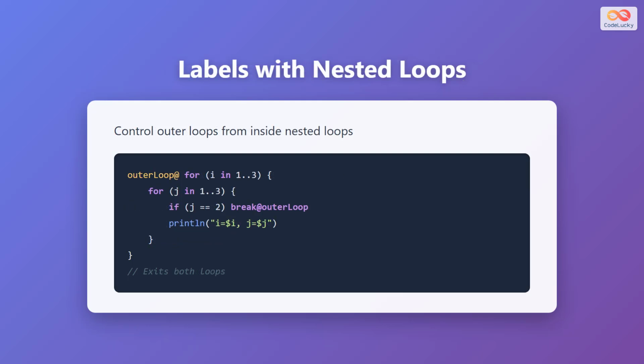When working with nested loops, you might want to break out of an outer loop from inside an inner loop. This is where labels come in handy. You can label a loop using the @ symbol, like outerLoop@. Then, inside the nested loop, you can use break@outerLoop to exit both loops at once. In this example, when j equals 2, both the inner and outer loops terminate immediately.